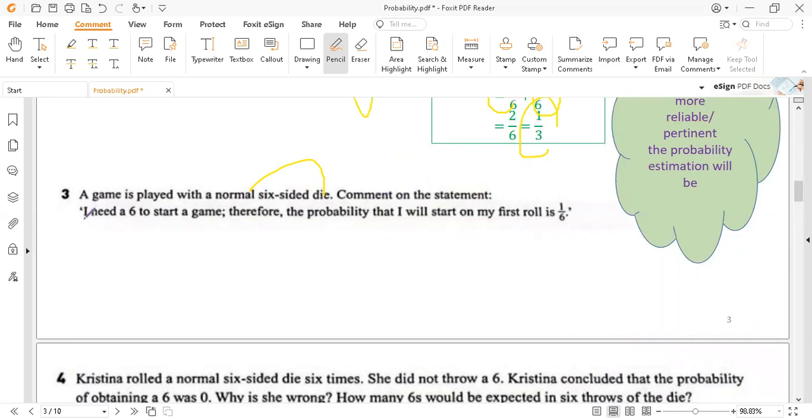Comment on that statement. I need a 6 to start a game. Therefore, the probability that I will start on my first throw is 1 over 6.